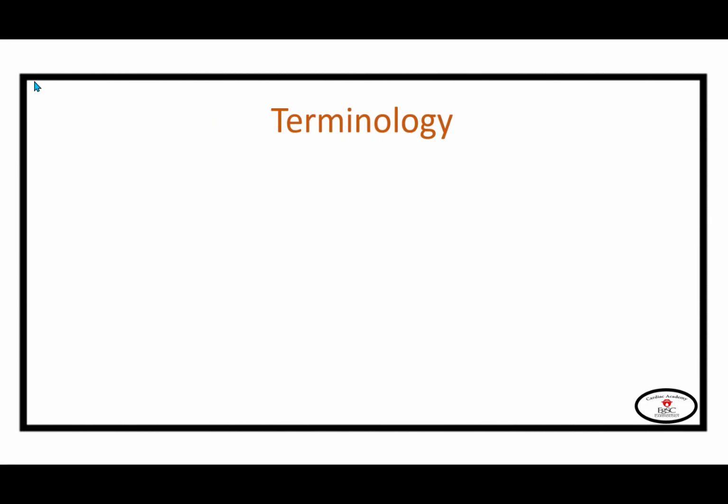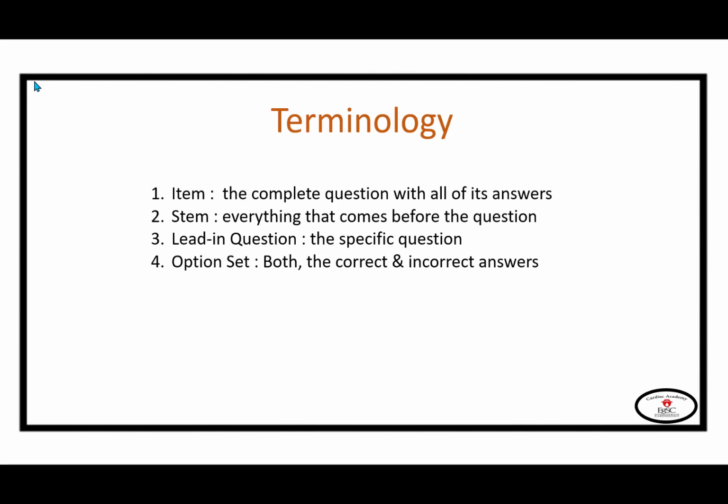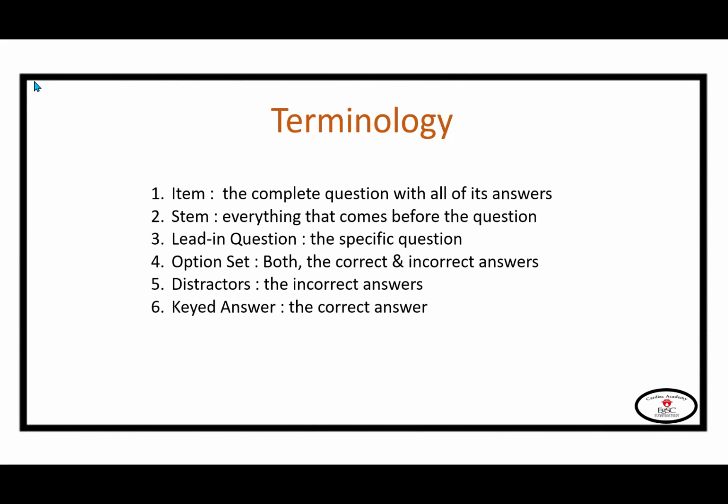Before we start, you need to be familiar with terminology. An item is a complete question with obvious answers. STEM is everything that comes before the question. Leading question, the specific question you'll be inquiring about. Option set is both the correct and the incorrect answers. Distractors are the incorrect answers. Keyed answer is the correct answer.